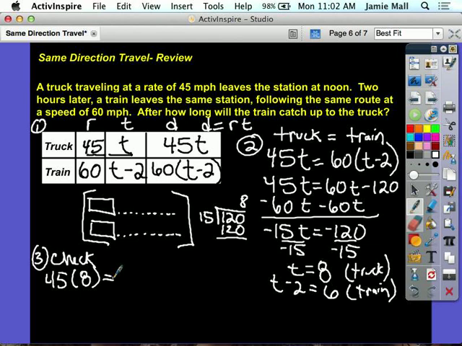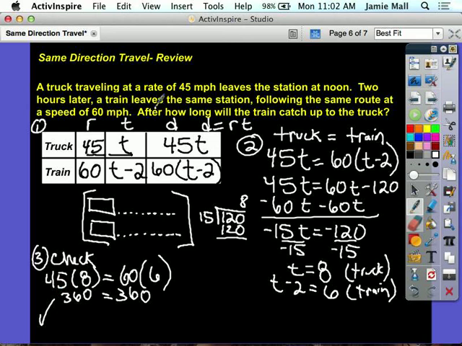So when I check this, all I need to do is 60 times 6. So I'm checking to see, is it true that 45 times 8 is equal to 60 times 6? 45 times 8 is 360. 60 times 6 is 360. So now I know that it checks, and now I'm ready to answer the question.